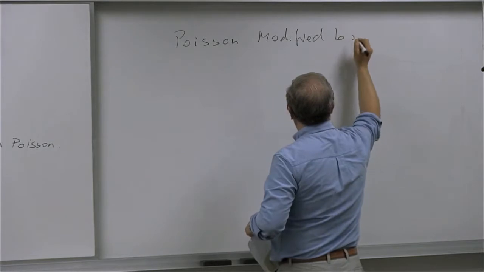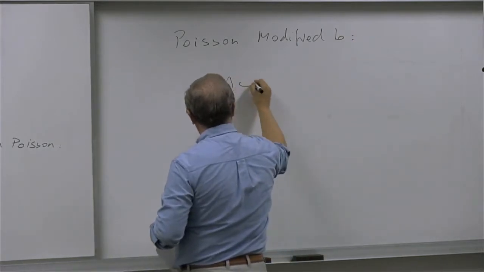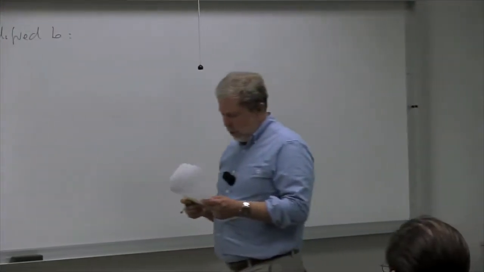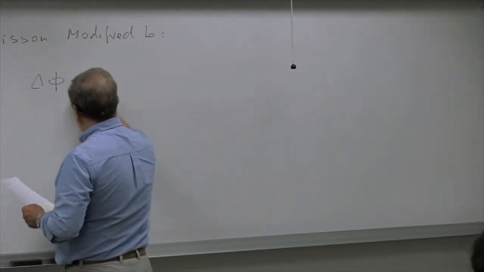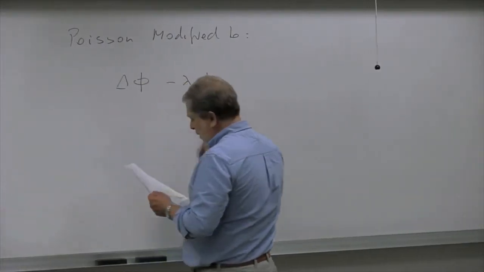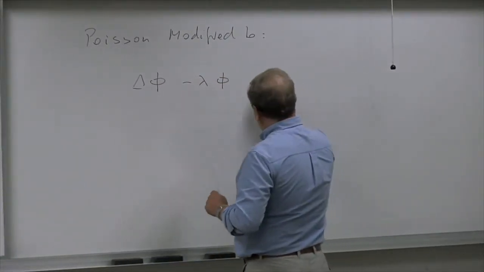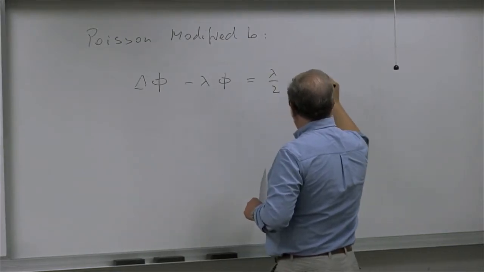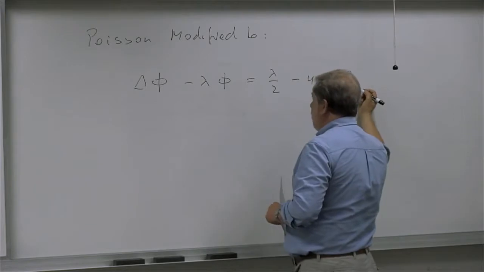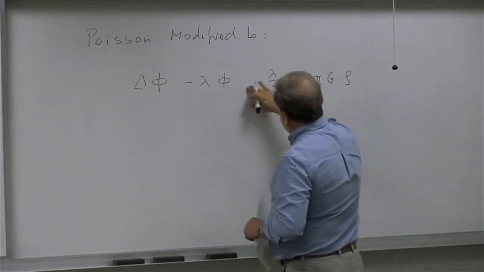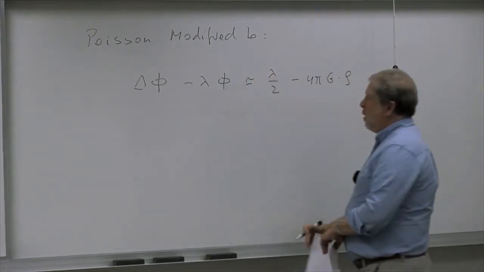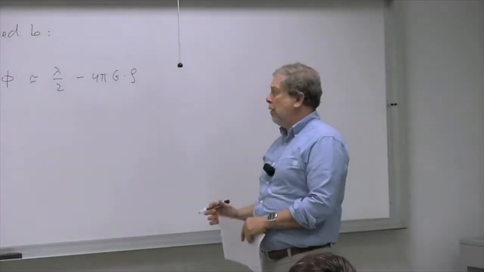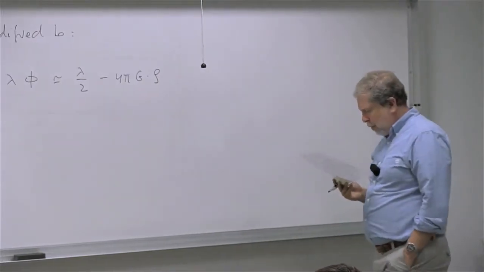The Poisson equation is modified too. There are extra terms. So first of all, of course, we have the Laplacian term. That's not going to go away, right? And we also have the source term, which is 4 pi times rho, right? But we have a new term, which is lambda times phi. And this is equal to (lambda over 2 minus 4 pi G) times rho. We're going to put an approximate sign here because, of course, this is based on the weak field expansion, and it also assumes that lambda is small. I think that makes the calculation a little bit easier to do.